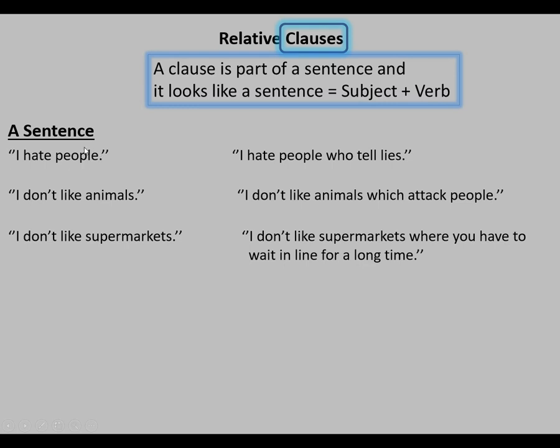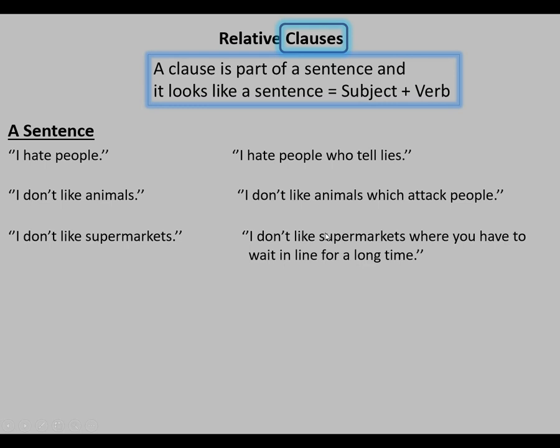When you read this sentence, you feel like this person is very negative, but when you read this sentence, I hate people who tell lies, your idea about this person has probably changed. Look at this one. I don't like animals. And look at this one. I don't like animals which attack people. So there is a big difference in the meaning of this sentence and this one. I don't like supermarkets. I don't like supermarkets where you have to wait in line for a long time.